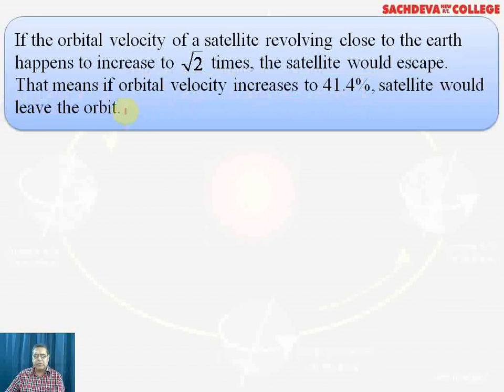Now we can put this whole thing in other words also. If we want to calculate the orbital velocity, we say v is the orbital velocity or v naught is the orbital velocity, and that is equal to under root gR. But if it is escape velocity, it should be root 2 gR.